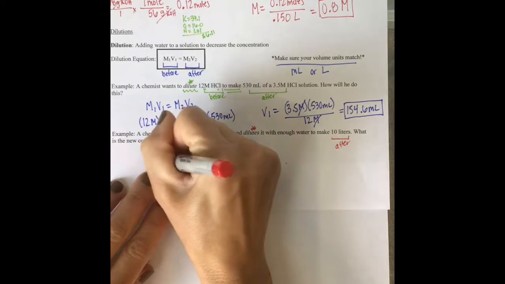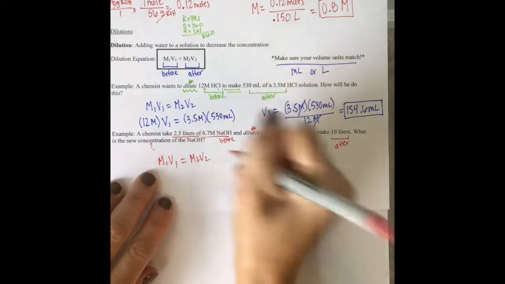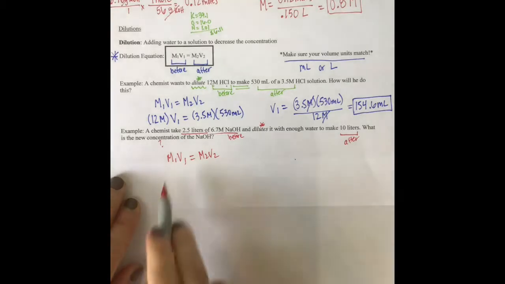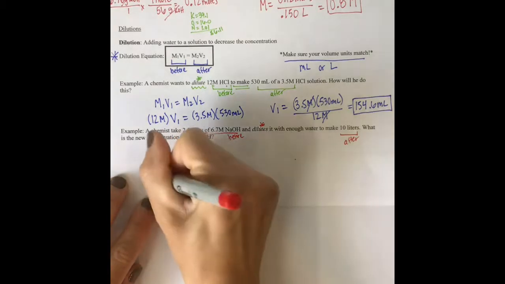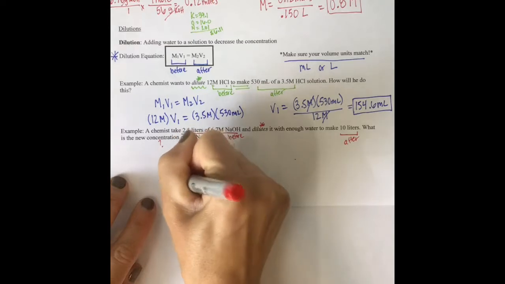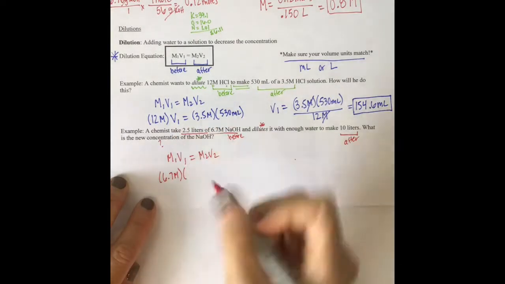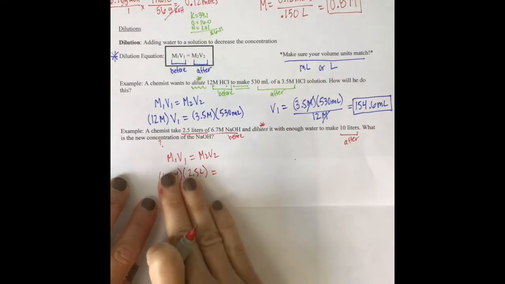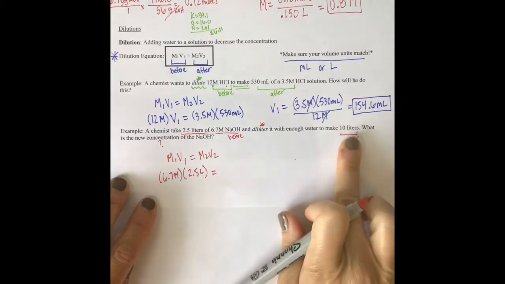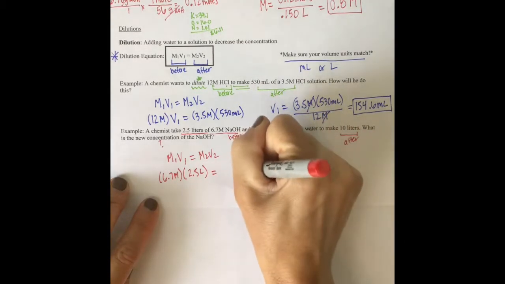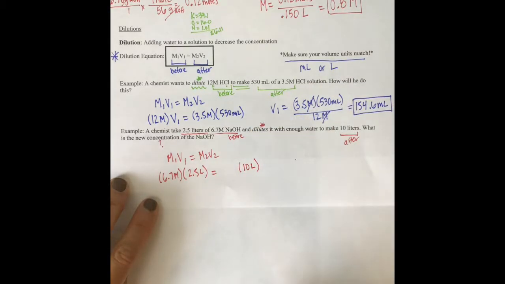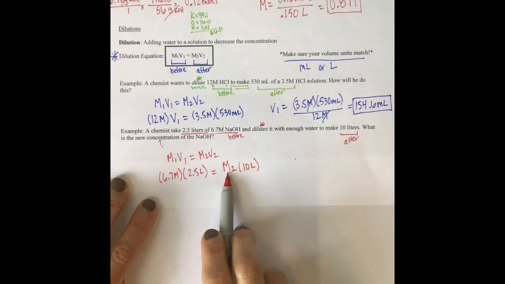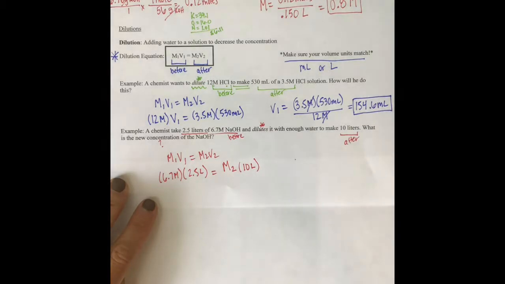All right, so let's write down our equation. M1V1 equals M2V2. They gave us the molarity before. It's 6.7 molar. They gave us the volume, 2.5 liters. That's what we're starting with. We're going to dilute it, and they tell us we end up with 10 liters. We know the volume. In this problem, we have to figure out what concentration they diluted it to. What's our molarity after we've added all the water? So that's our variable we're going to solve for.